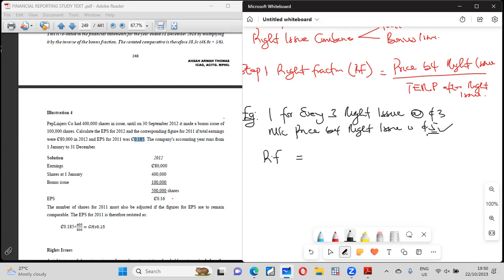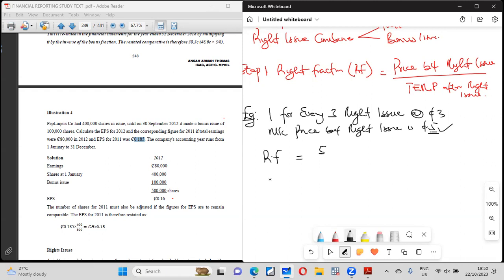Because if you pick the 5, it means that you are picking something that is exceeding the 3. And therefore, it will tell me that that definition is not well understood. So you need to pick the right issue price, which is always lower than the market value. Why? Because we understood that they will issue shares to the existing shareholders at a bonus price. Okay, so that is that. So right fraction, the market price before the right issue is actually 5.